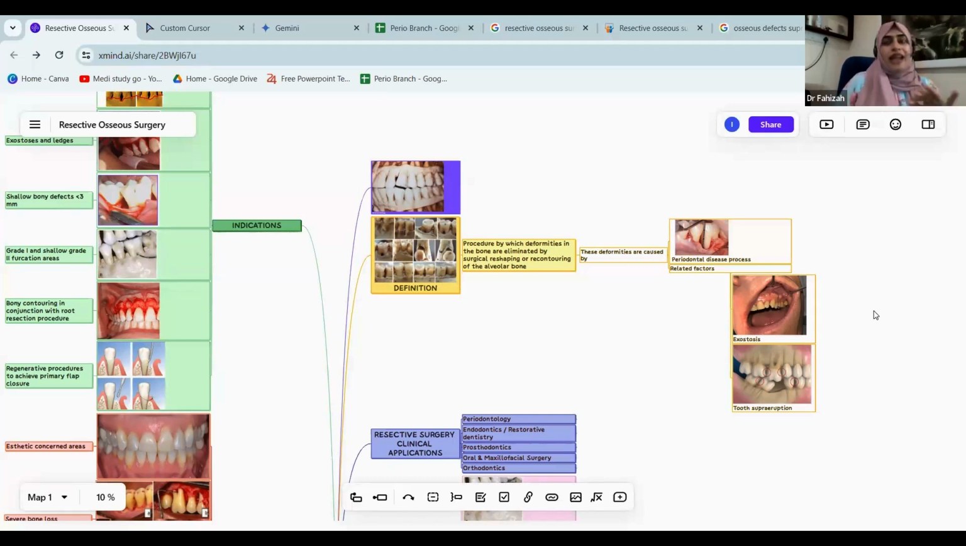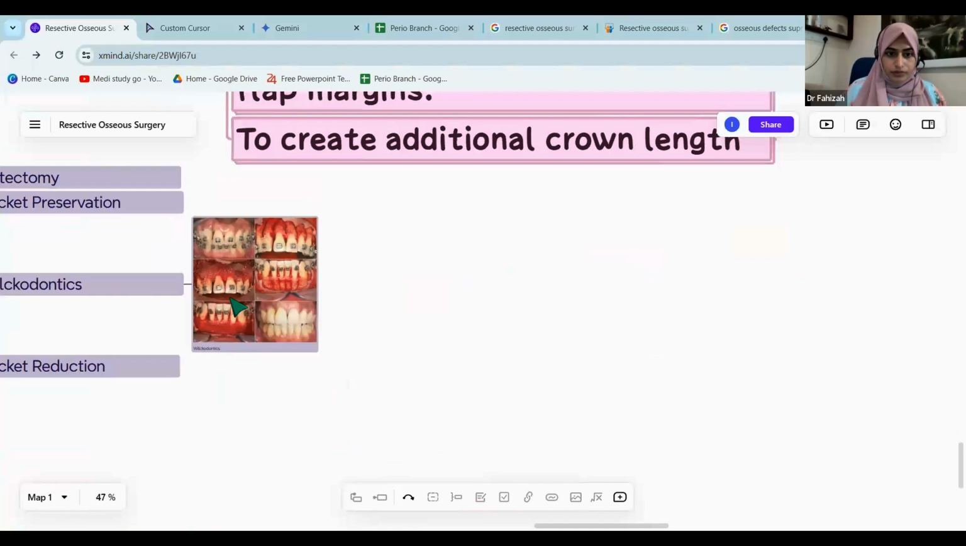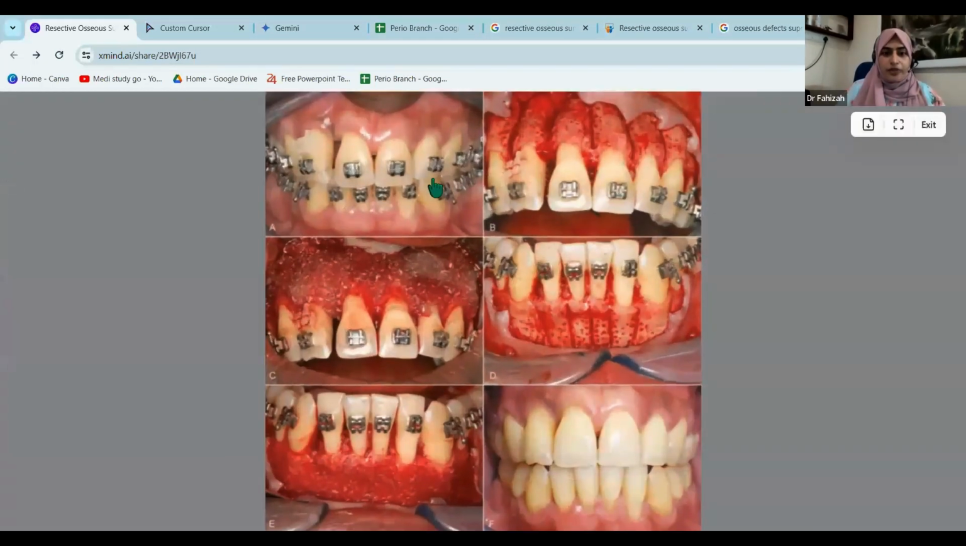Now, let me just project the picture over here. In this picture, this patient has come with this. For further treatment, we do bony cuts over here. When we do bony cuts, can you see, we use a bony burr and we make small dots.